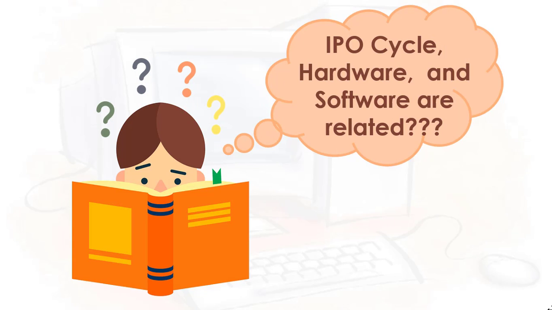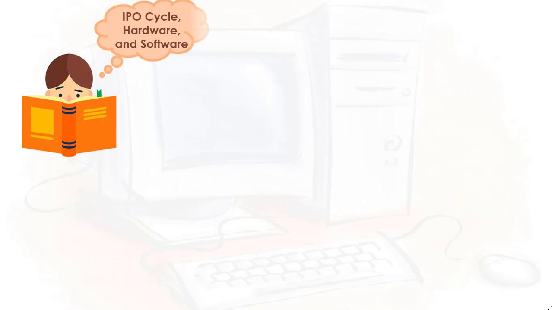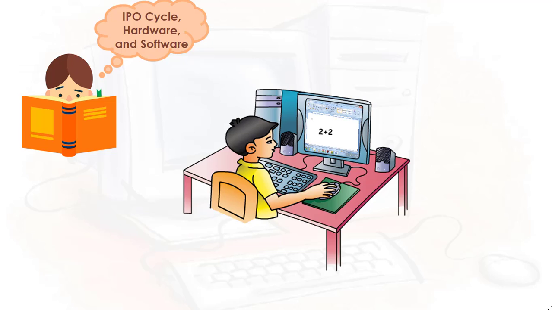Then how are the IPO cycle, hardware and software related to each other? It's a question. Let's see how they are related. For that we take an example. When we enter a maths problem, 2 plus 2, into the computer system using the keyboard, and click the mouse button to give an instruction to sum it.